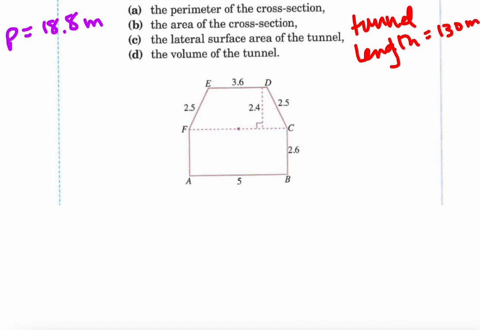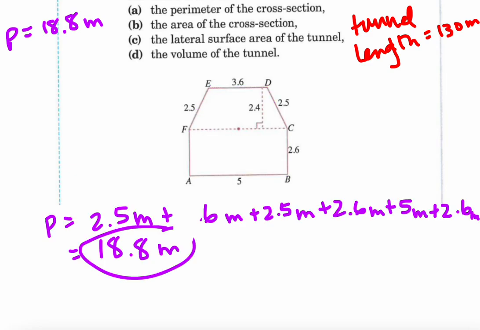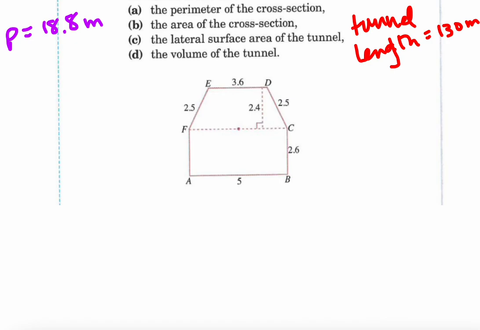Okay, now we're going to talk about the area of the cross section. So the area would mean that I need to figure out everything, all the space that's in this shape. Now remember, this is a composite shape, so it's made up of two more basic shapes. It is made up of a trapezoid and it is made up of a rectangle. So we're going to figure out those two areas and then we're going to add them together.